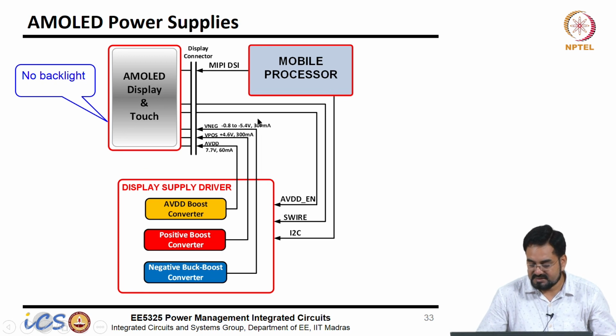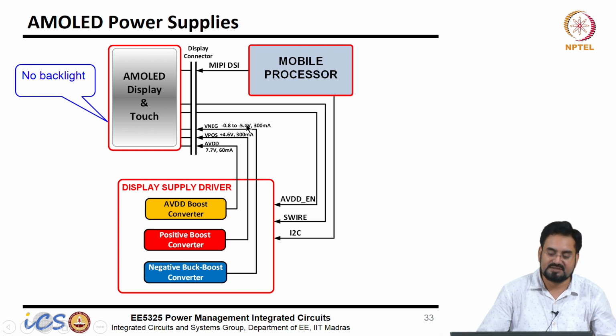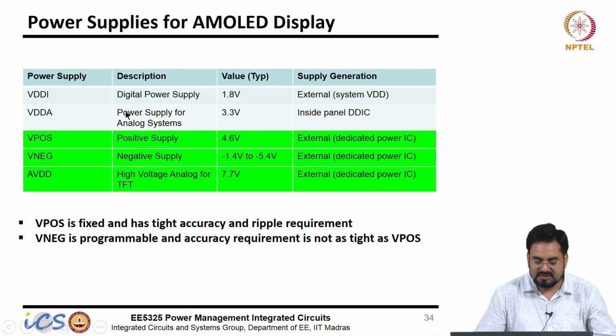So, again the control signal comes from this display, to turn on and off. And this S wire, I will talk about, it is a serial single wire interface which is used to control this voltage, to vary this voltage. So these are the supplies. So the number of supplies we require is less compared to LCD here.